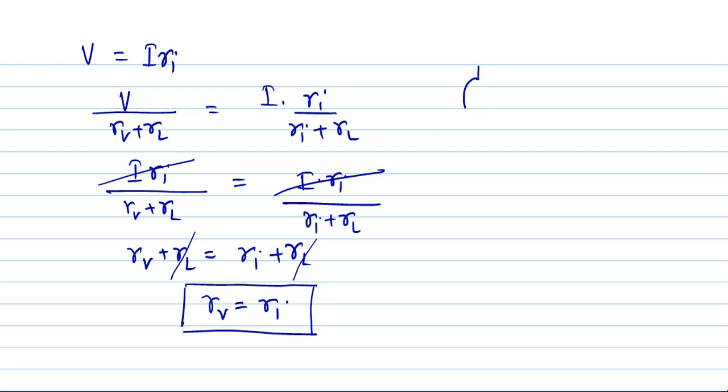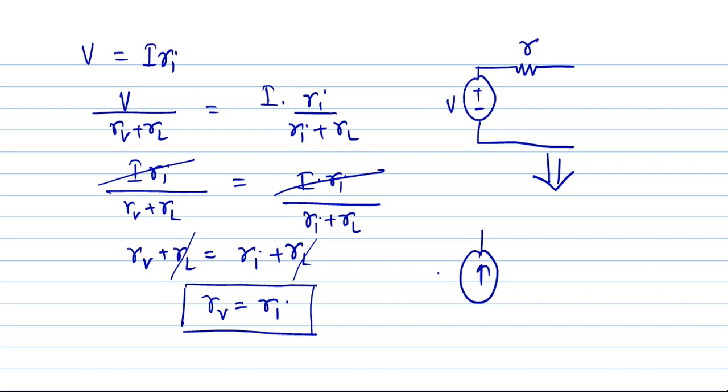So now suppose we are having this voltage source, and here we are having a resistance R. So this voltage source can be converted into current source. Here we will have a current I that is equals to V upon R, and here we will have a resistance, and this resistance value is equals to R. So in this way we will perform the source transformation.